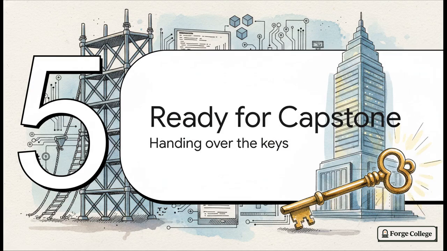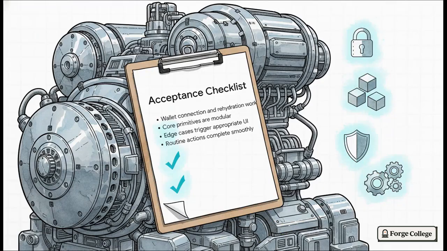Okay, let's dive into our final section today. Ready for the capstone. This is where we hand over the keys to the skyscraper. This is the moment we verify that our scaffold is fully operational and totally bug-free. To pass this milestone, you've got to meet 4 specific acceptance criteria. First, wallet connection and rehydration have to work seamlessly. Like if I hit refresh, I need to stay connected.